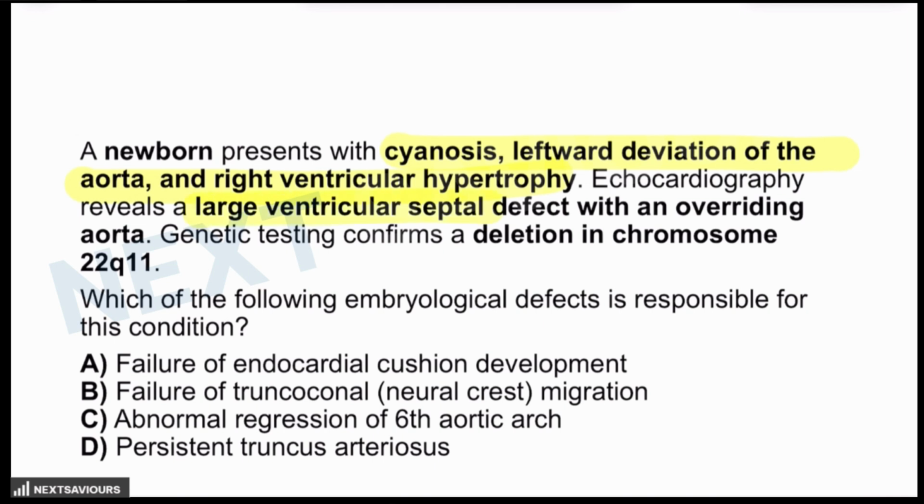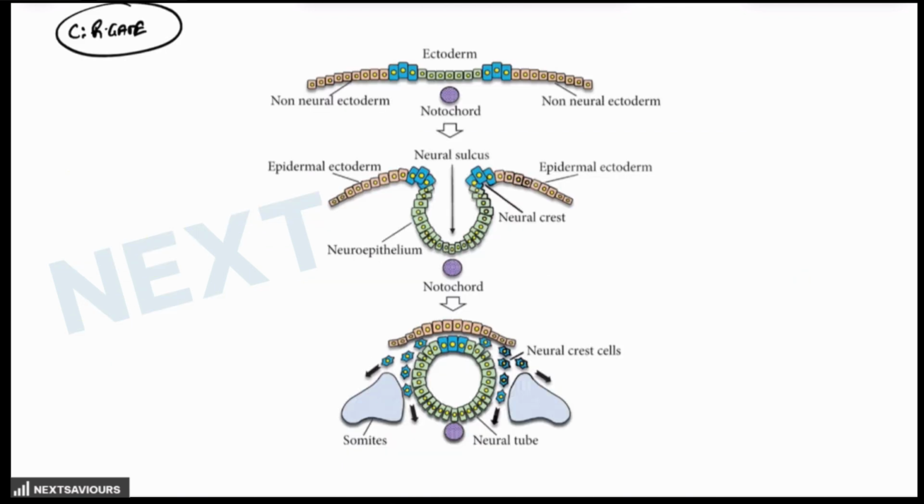Echocardiography reveals a large ventricular septal defect with an overriding of the aorta. Genetic testing confirms the deletion of the chromosome 22q11. Which of the following embryological defects is responsible for this condition? So you see, not only the normal neural crest formation you have to remember.